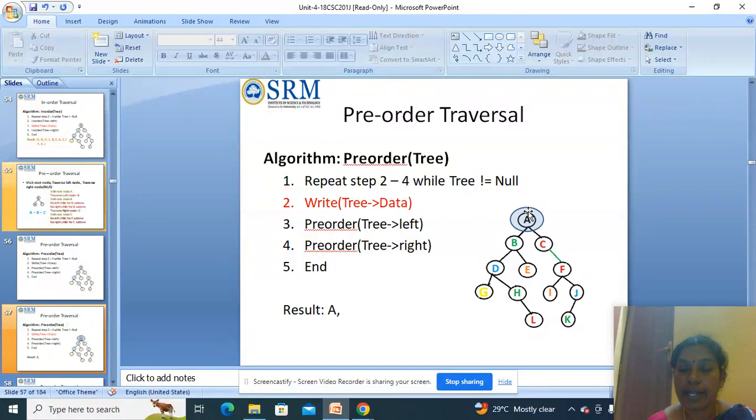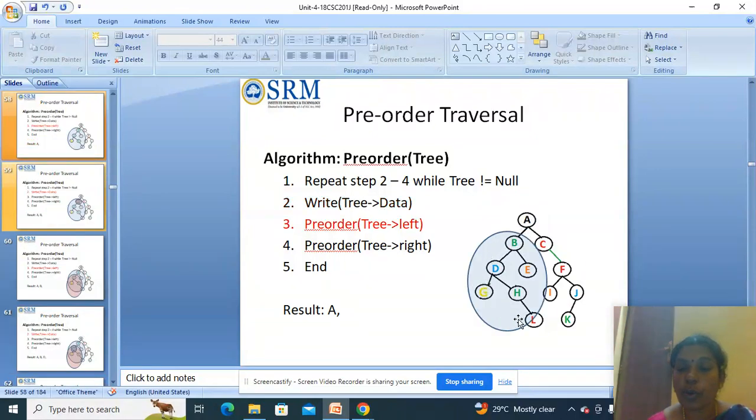The result is A. Next we take the whole left subtree of A. Again, on this whole left subtree, apply the logic of node, left and right. Here the first node is B, so the next answer is B. In B, the node part is over. Which one is the left part? This whole D to L is the left part. Again, in this left part, we apply node, left, right.